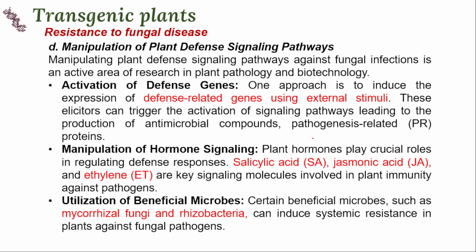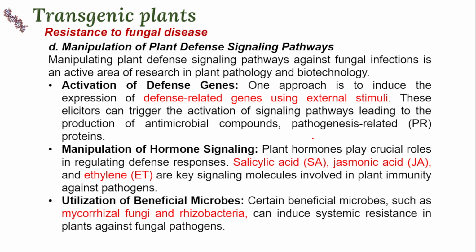One more strategy is manipulation of the plant defense signal pathway. If a fungus infects a plant cell, some receptors recognize it, and that makes a way for the fungus to enter the plant cell. So if you change the pathway or change the receptor protein so that it does not recognize the fungal cell, those receptors will repel the fungal cell, and there is no further infection.